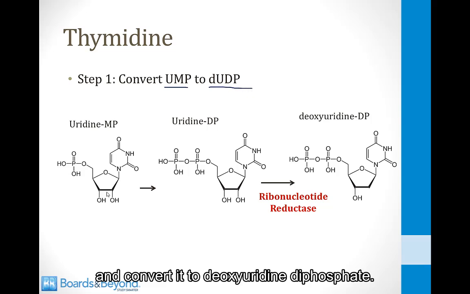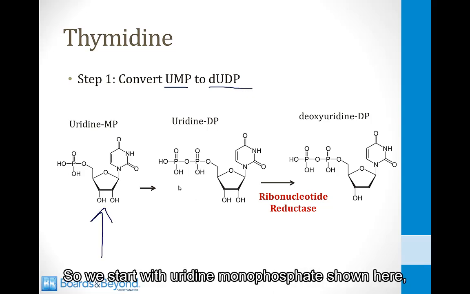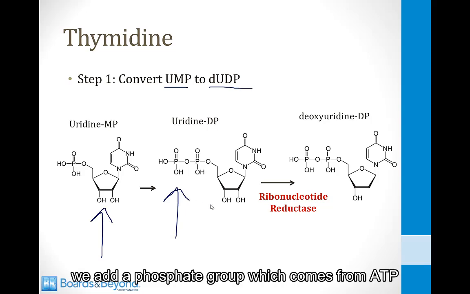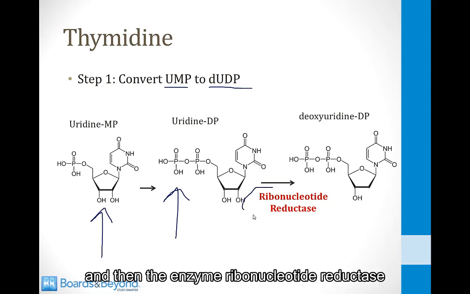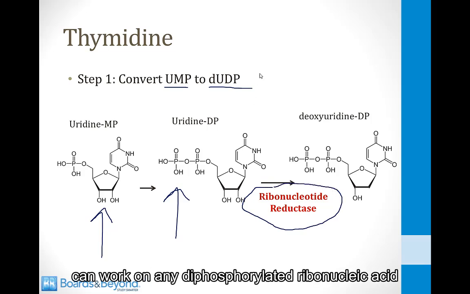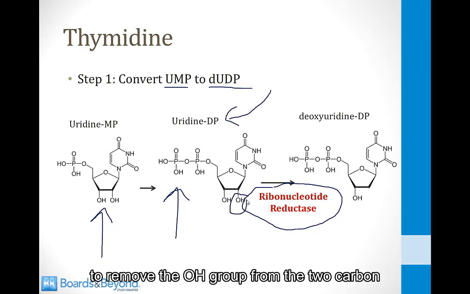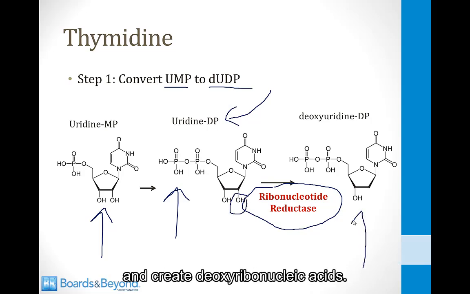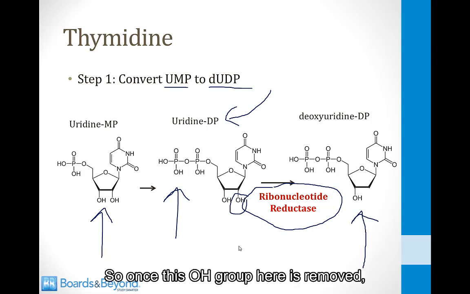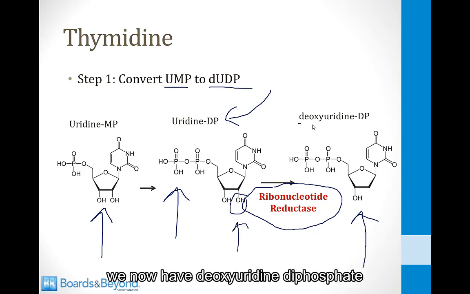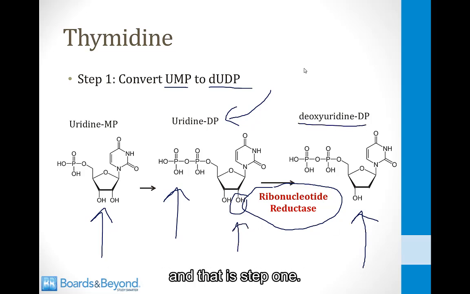Step 1 in the synthesis of thymidine is to take uridine monophosphate and convert it to deoxyuridine diphosphate. So we start with uridine monophosphate shown here. We add a phosphate group, which comes from ATP, and then the enzyme ribonucleotide reductase, which can work on any diphosphorylated ribonucleic acid, removes the OH group from the 2-carbon and creates deoxyribonucleic acids. So once this OH group here is removed, we now have deoxyuridine diphosphate, and that is step 1.